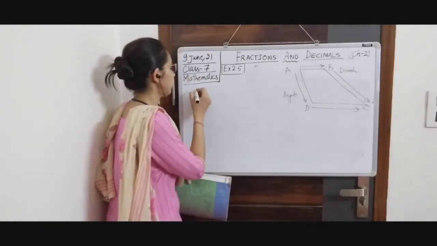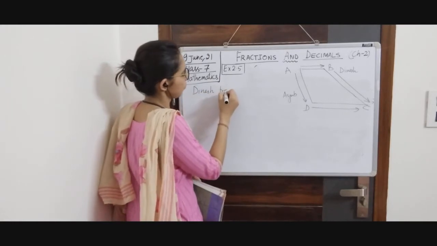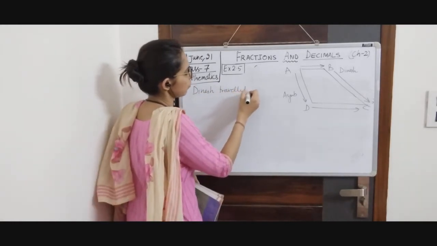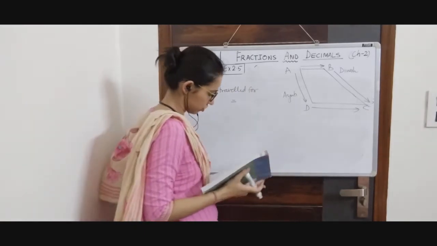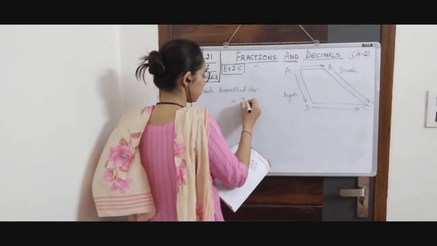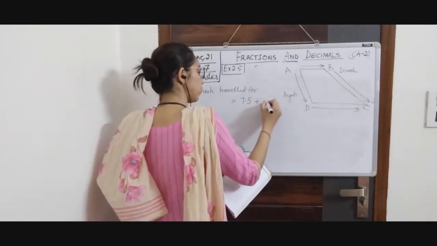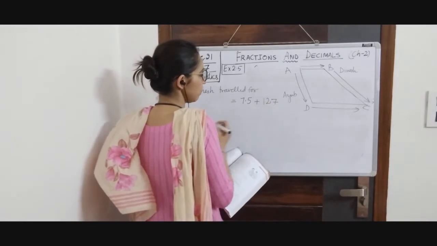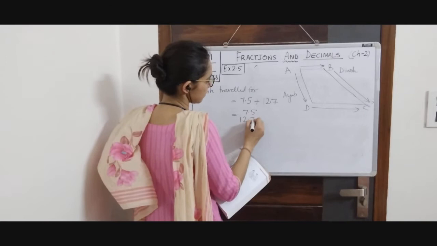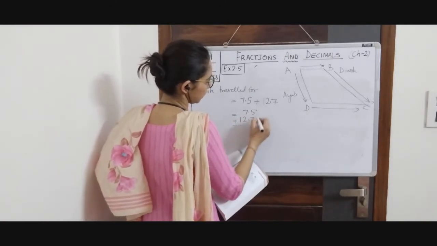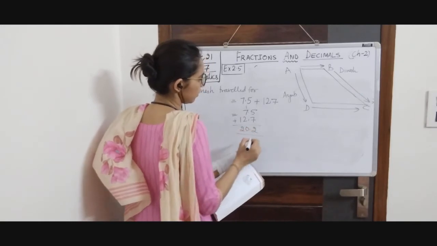First we will find how much Dinesh traveled. Dinesh traveled 4.5 kilometers, 7.5 plus 12.7. We will add these two. 7.5, 12.7. It is 20.2.